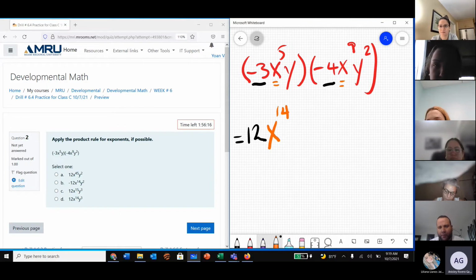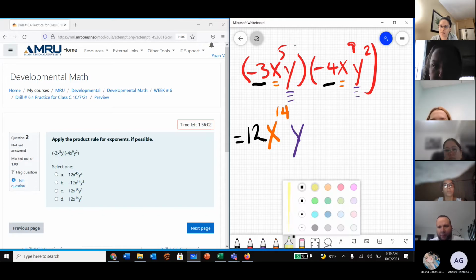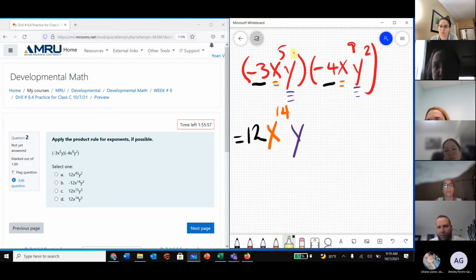And then y with y, because we are reducing like terms. Two equal bases, we keep the base and we add the exponent. What is the exponent of the variable y right here? 1. Remember, when it's 1, we never put it, but it's always there. And then we have 1 plus 2, 3. And this is the answer.